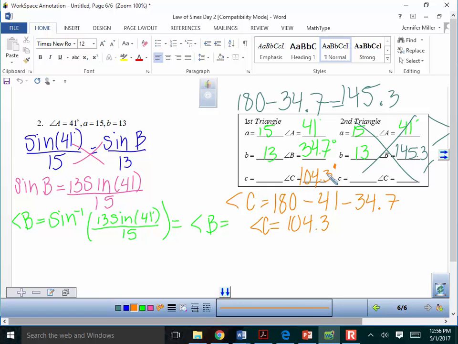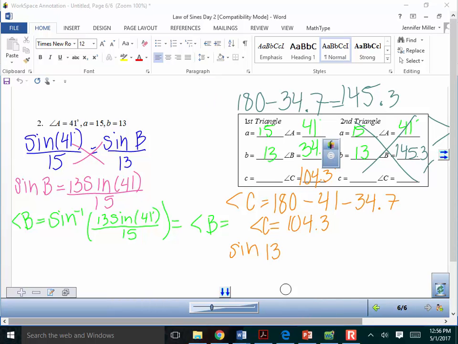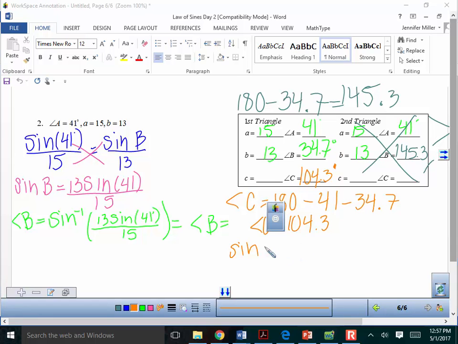Okay, what about side C? How can I find side C? You can do the sine of 13 over, well, the sine of 34.7. Okay, you know what I usually start off with, Alvin? It doesn't matter, but I usually like to just start off with what we're given. Is that okay if we do that? Yeah. So is it cool if I use the sine of 41 divided by 15? Yeah. Okay, and that's equal to what, Alvin? The sine of 104.3 divided by C. Perfect. Okay, so now we cross multiply.